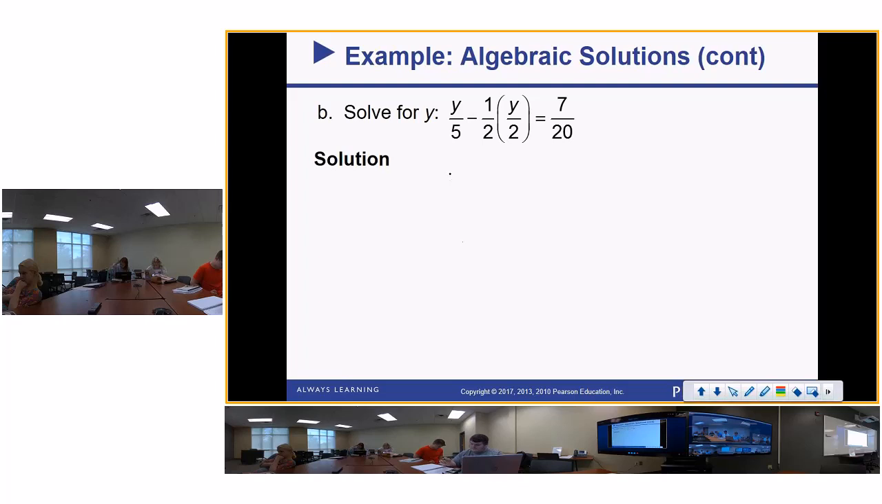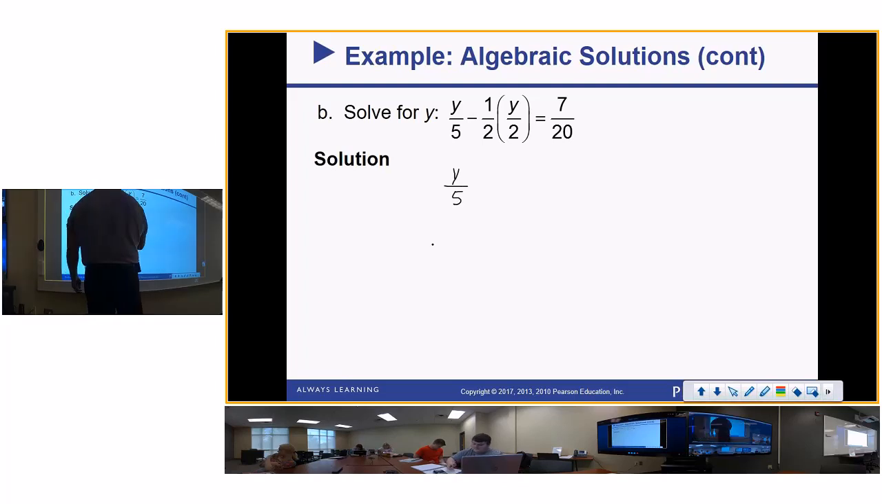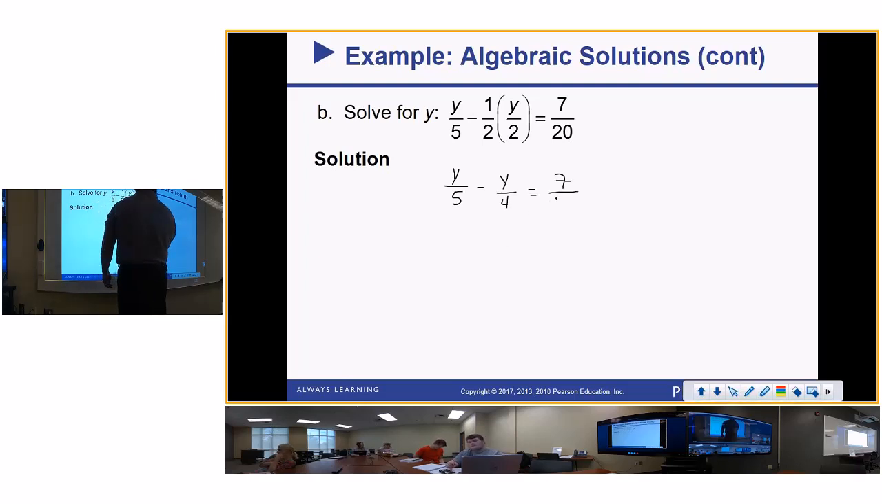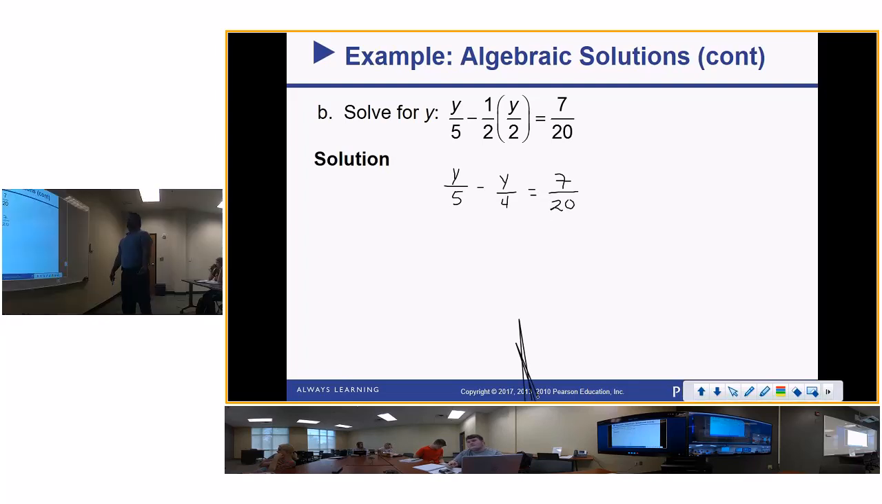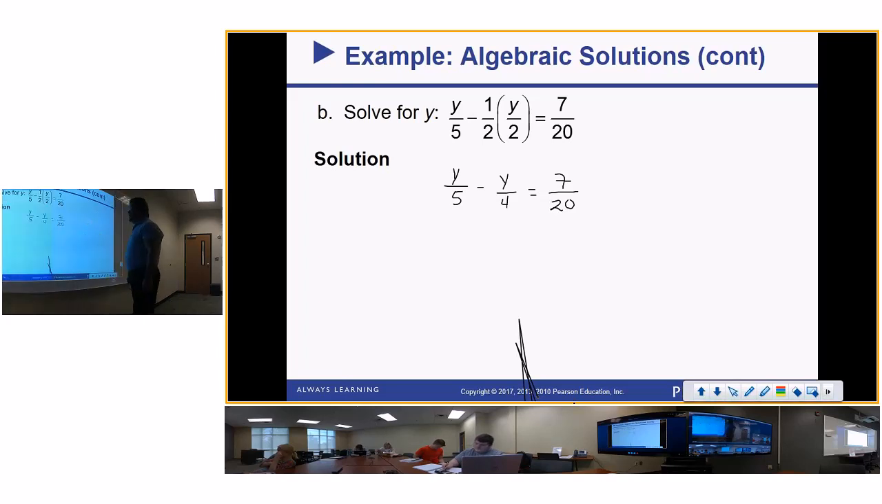All right, this is y over 5 minus y over 4 equals 7 over 20. Now here the common denominator is 20, not because I multiplied 5 times 4. It's because 5 is prime, and I know that 2 times 2 will go into 4, and 2 times 2 times 5 is 20. So I just break it up into prime factorization in my head, and then multiply it out, and it comes out to be 20.